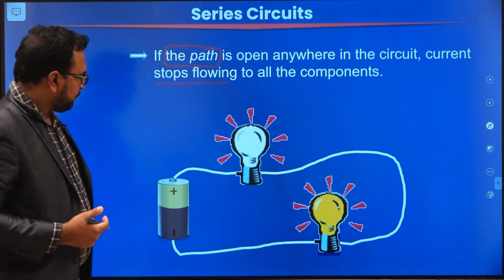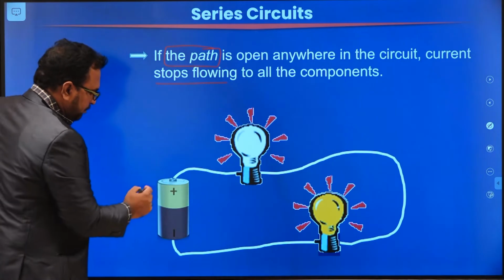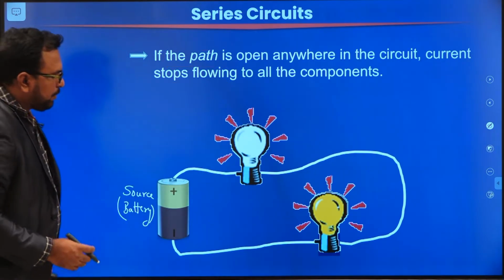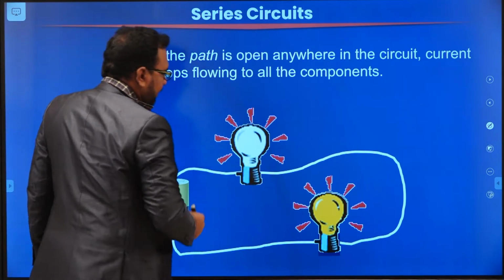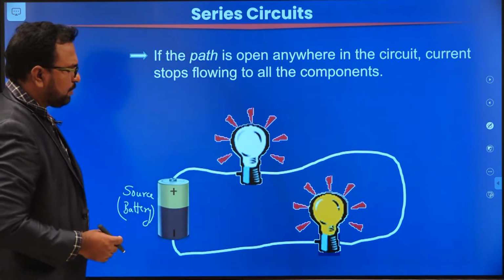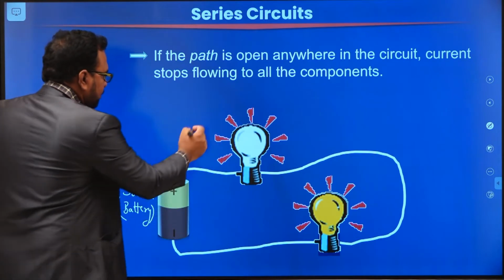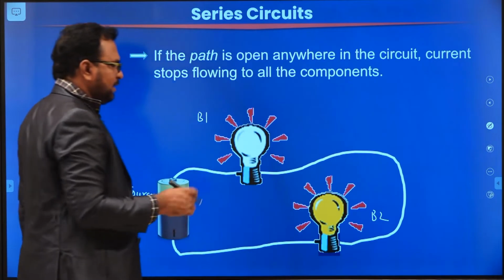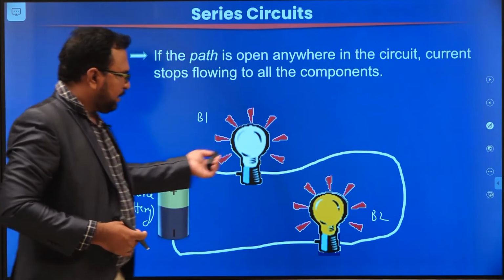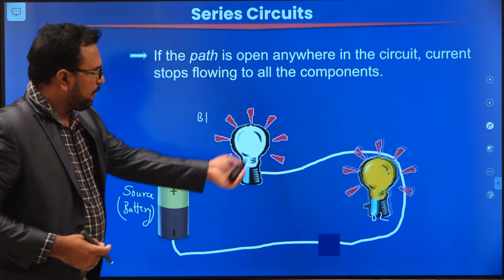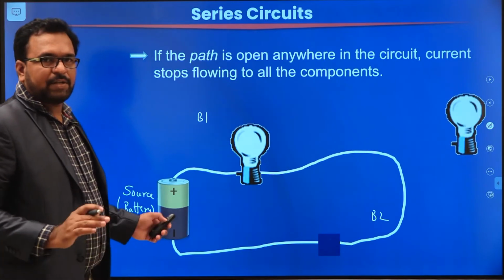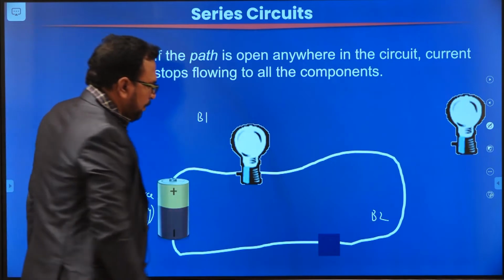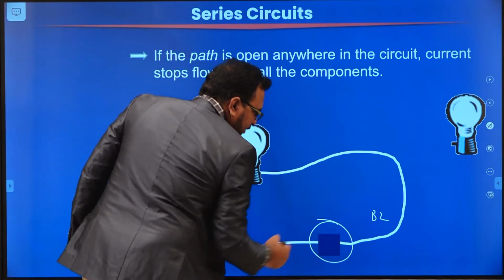Consider a circuit here. This is a battery or source. The source is connected to two bulbs, bulb 1 and bulb 2. The source, bulb 1 and bulb 2 are all connected in series. Now the current is flowing here, that's why the bulbs are glowing. Suppose I remove a bulb, what happens? The current stops flowing. Both bulbs will not glow, because here there is an open path.